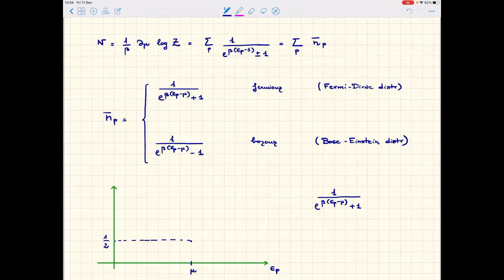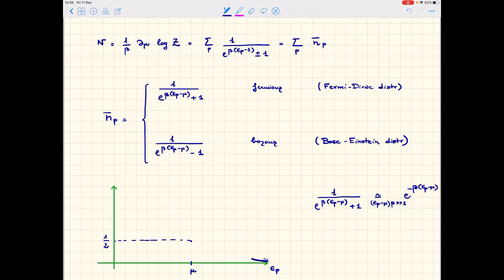And now what I see is that when epsilon_p is much larger than mu, so on this side here, then when beta (epsilon_p minus mu) is much larger than 1, this function is roughly e to the minus beta (epsilon_p minus mu). So it tends to 0 exponentially on this side.